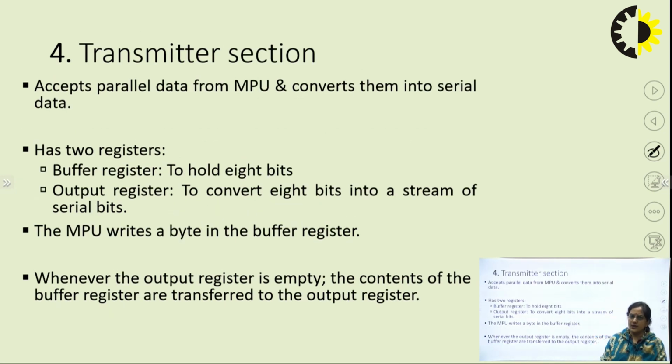Now the transmitter section, the fourth part of your 8251, from where the data from the microprocessor is sent as parallel 8-bit data on the data bus buffer. This data is now stored in the transmitter buffer, and from there it is converted into serial data, and the TXD line is used to transmit data serially. The buffer register will hold the 8-bit data, convert it into serial, and it is transmitted. Whenever the output register is empty, the contents of the buffer register are transferred to the output register.